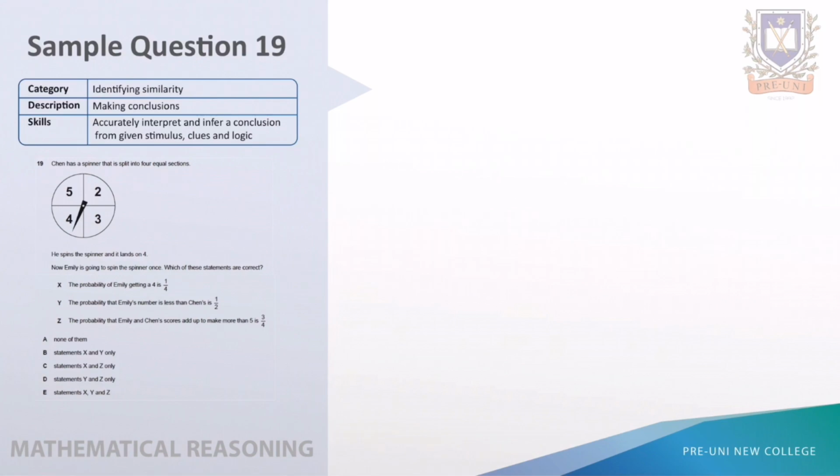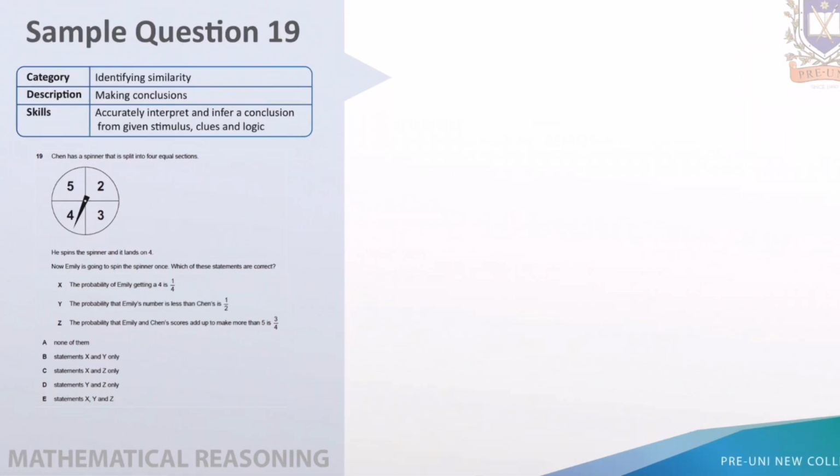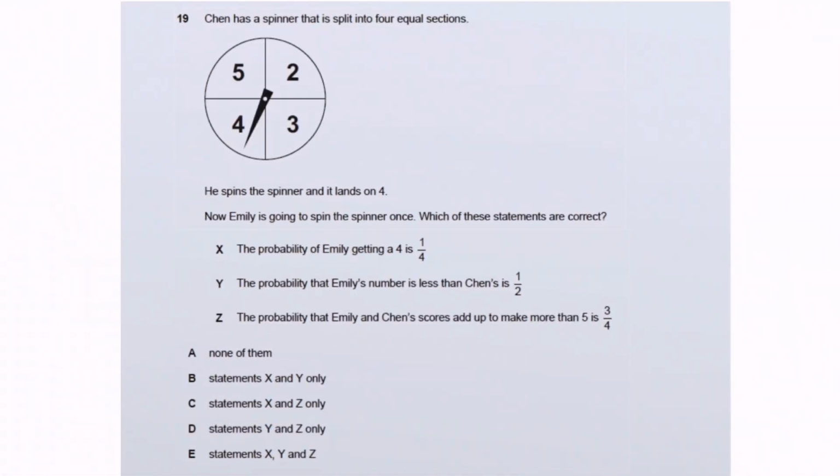For question 19, we have the category identifying similarity, description, making conclusions, and skills: accurately interpret and infer a conclusion from given stimulus, clues, and logic. So looking at question 19, Chen has a spinner that is split into 4 equal sections. So he spins and it lands on a 4. Now Emily is going to spin the spinner once. Which of these statements are correct?